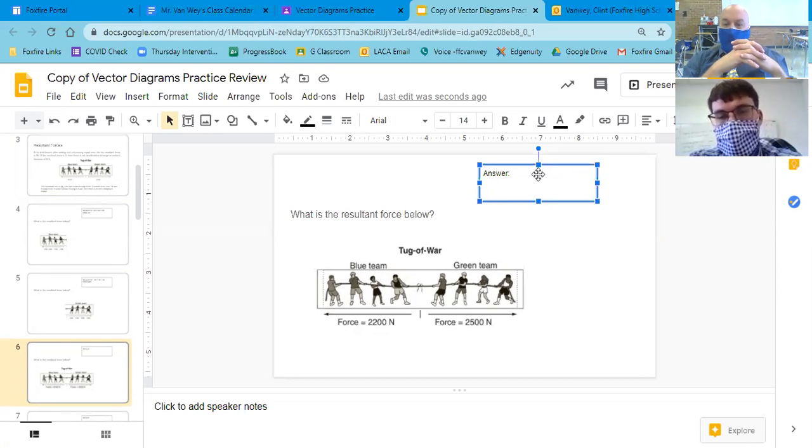Subtract. Thank you, Ryan. Guys, I need you guys to hop on this like Ryan did. Yeah. The forces are acting in opposite directions. Because they're acting in opposite directions, they subtract. Okay. So here's what that's going to look like.